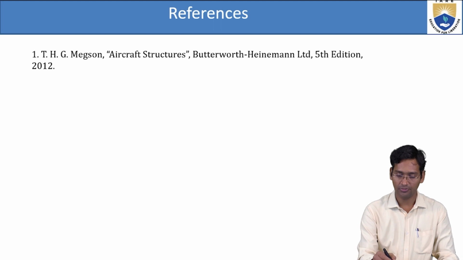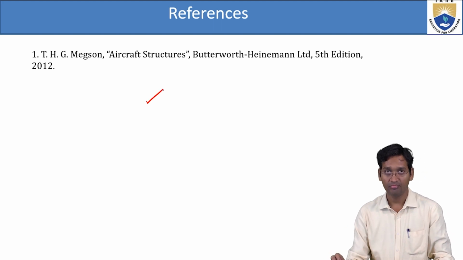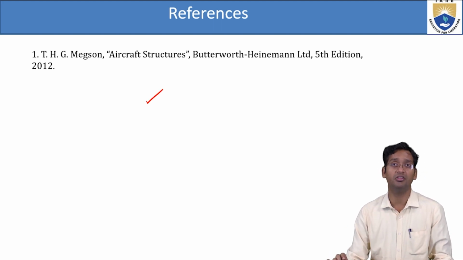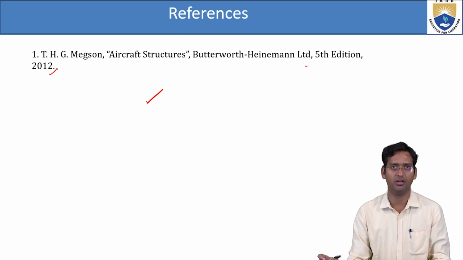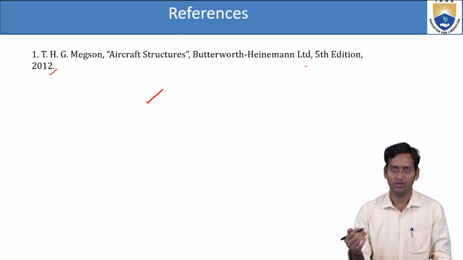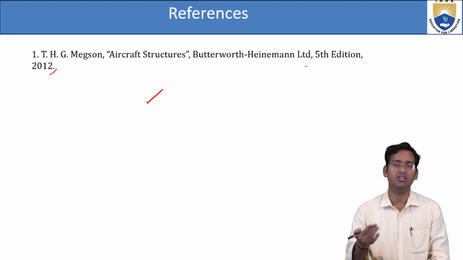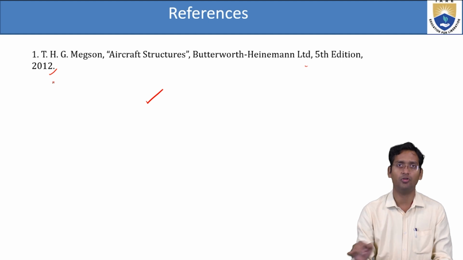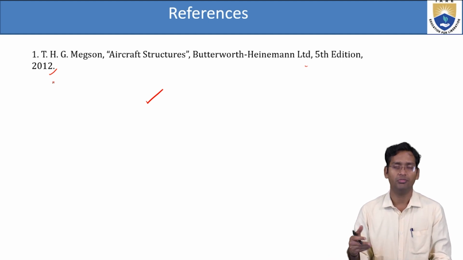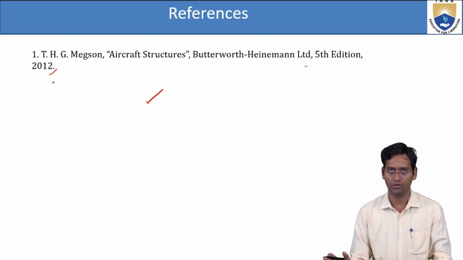Okay, so this is your reference: T.S.G. Megson, Aircraft Structures, Butterworth Heinemann Limited, 5th edition, 2012. A new edition has also come, so you can refer to that. Whatever Megson's book you have, you can refer to it. In that, only some contents were added, so it's not necessary that you follow only this. You can go for the current edition also.